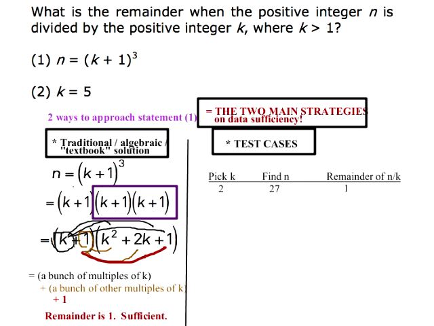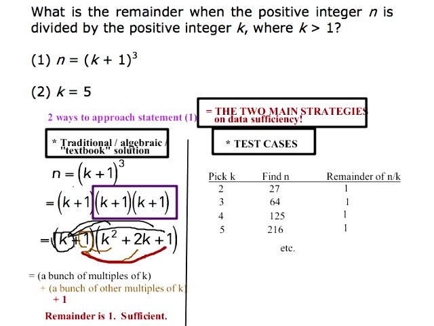If k is 3, then n is 4 cubed. So 3 goes into 63, so that's a remainder of 1 again. When k is 4, it's 5 cubed. 4 goes into 124, so the remainder is still 1. You can realize that 4 goes into 100 plus 24, so it's going to go into 124. If k is 5, then it's 6 cubed, it's 216. The remainder is going to be 1 again, because 215 is clearly a multiple of 5.